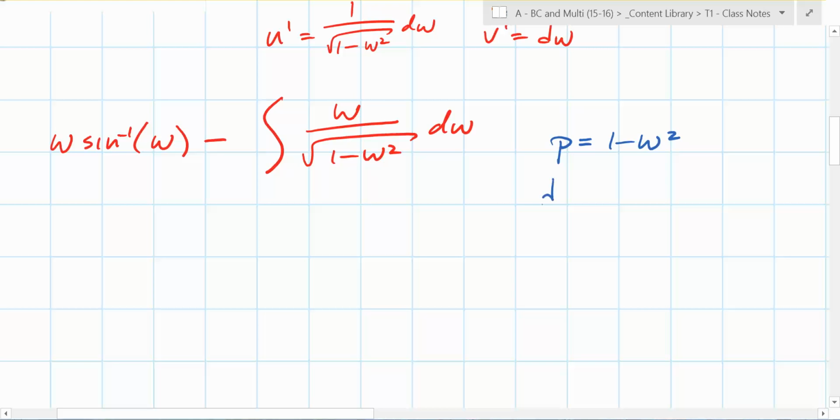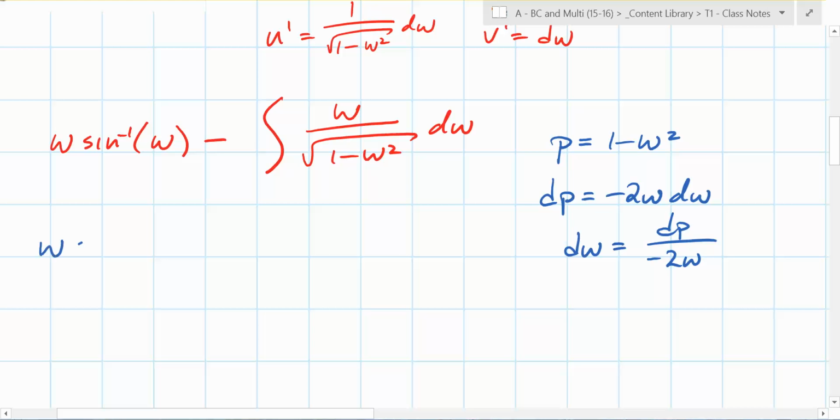So what does dP equal? Negative 2W dW. So what does dW equal? dP over what? This is how I do it. I know you guys sometimes do it a little differently. You substitute and then cancel. I like isolating just for the substitution here.